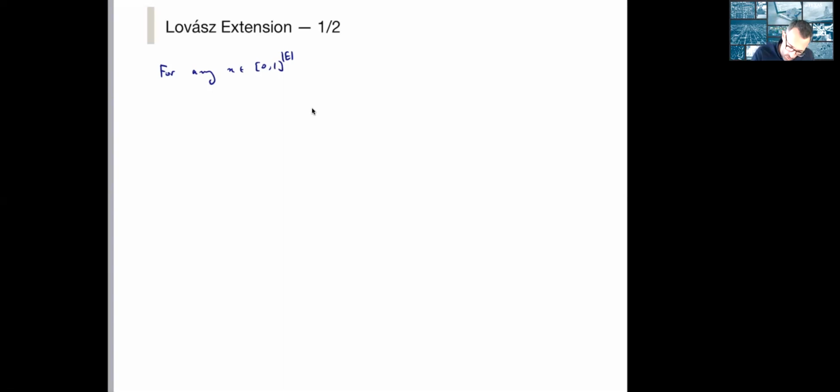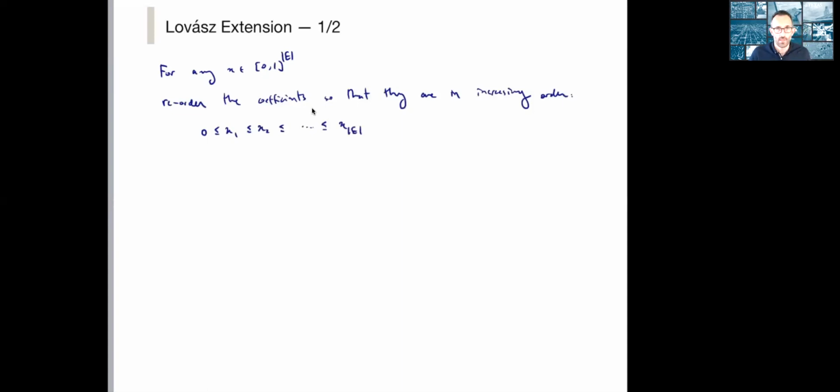So let's reorder the coefficients if necessary, so that they're in increasing order, or non-decreasing order. So in other words, x1 is greater than some value greater than 0, but it's less than or equal to x2, less than or equal to x3, and so on. And of course, I could have equalities along the way. They could all be equal. There's nothing disallowing that.